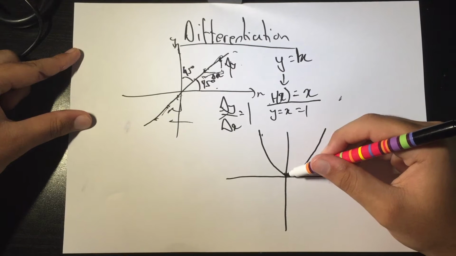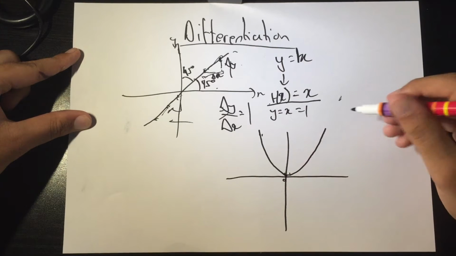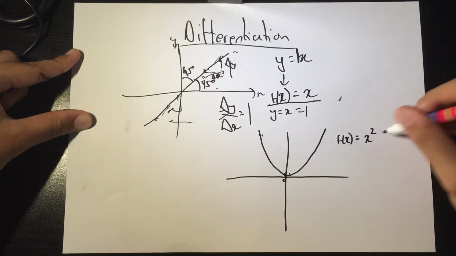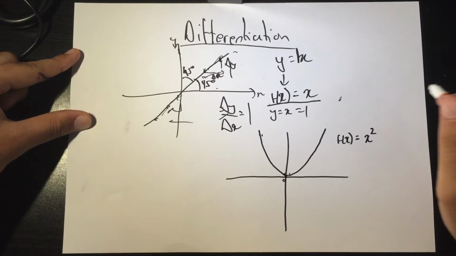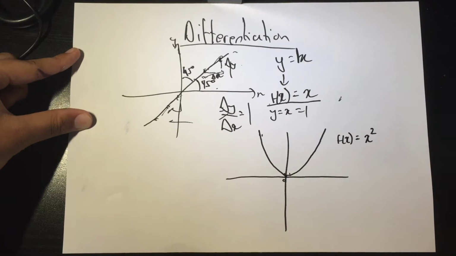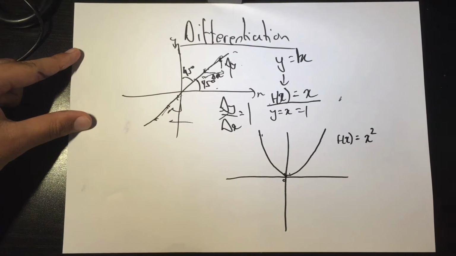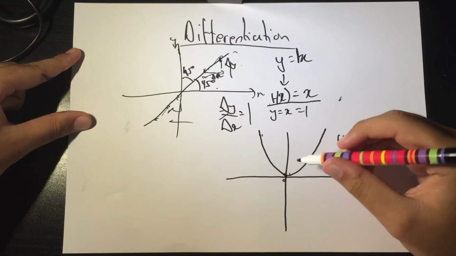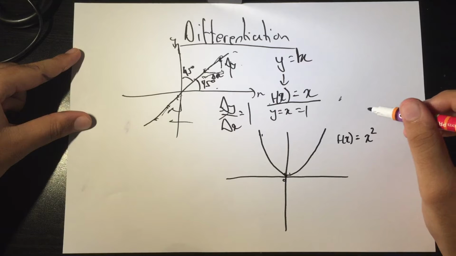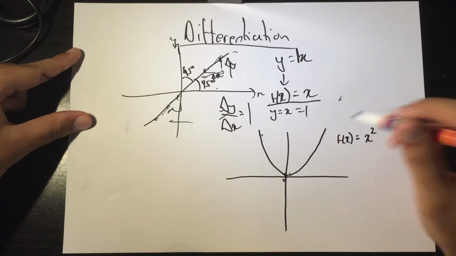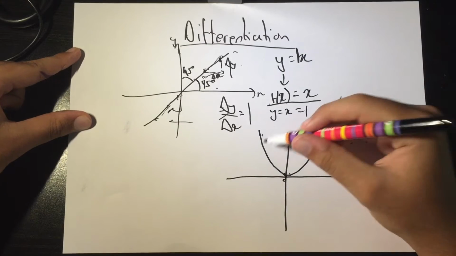This curve, let's just say it's touching 0 over here. So this curve, f of x, is equal to x squared. Right? Easy. We all know this curve. We all know it looks like this. If you don't, then this video is not for you. Please go back to middle school. So if we want to find the gradient, if you want to differentiate this curve, how can we do that?